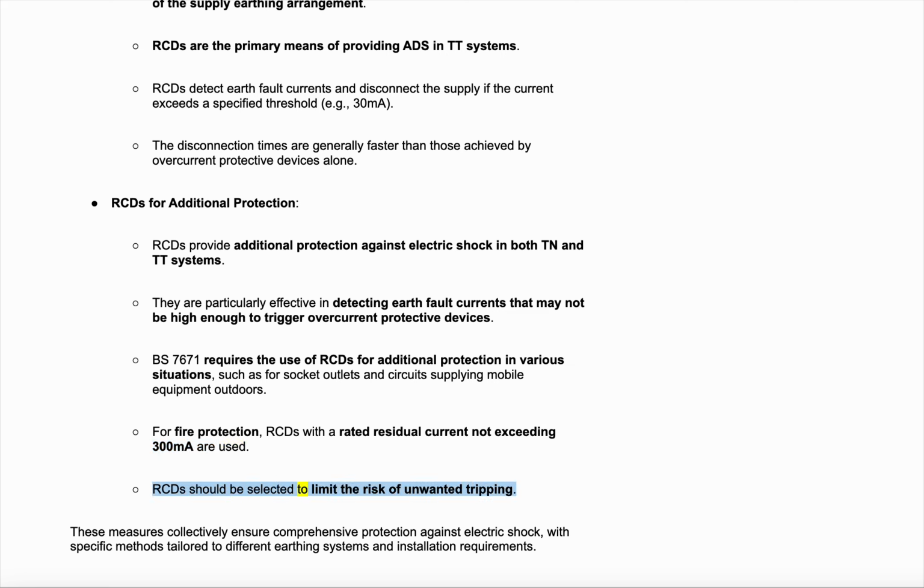RCDs should be selected to limit the risk of unwanted tripping. These measures collectively ensure comprehensive protection against electric shock, with specific methods tailored to different earthing systems and installation requirements.